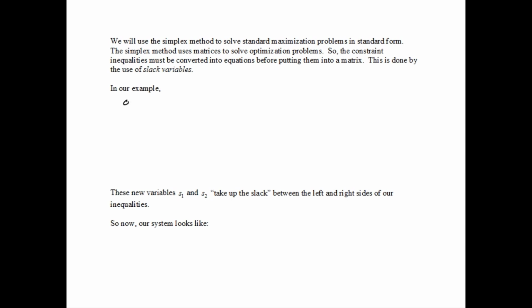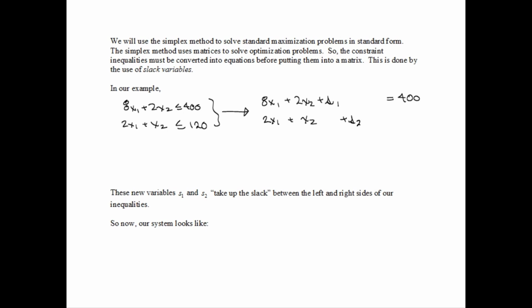So here are our constraints. We have 8x1 plus 2x2 less than or equal to 400, and we have 2x1 plus x2 less than or equal to 120. The first constraint we will write as an equation, 8x1 plus 2x2, and then we're going to add something called the slack variable. I'm calling mine S1. I'm going to leave a little bit of space here and put my other side. Our second inequality we will write as an equation, 2x1 plus x2. Now we're going to add a second slack variable, which I will call S2. So S1 and S2 are the slack variables.